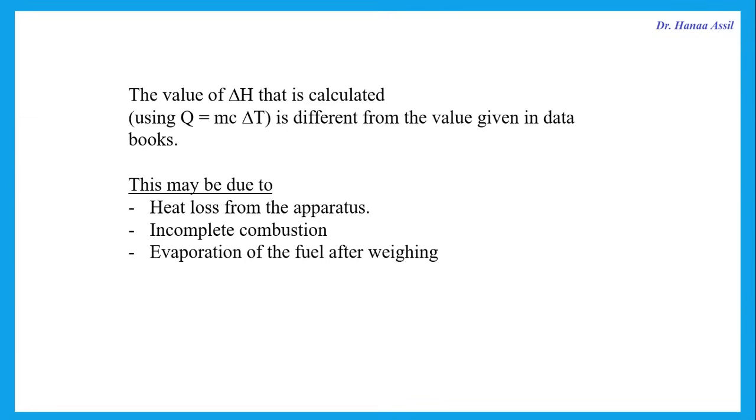Usually, the delta H that we calculate using this experiment is different or lower than the value given in the data booklet. Now, why is that? This could be because some heat was lost from the apparatus, or incomplete reaction. So if we're burning something and using it to heat the water, then maybe incomplete combustion. Or if we're trying to get the delta H of the fuel, then some of the fuel evaporated, so the mass of the fuel is not accurate.